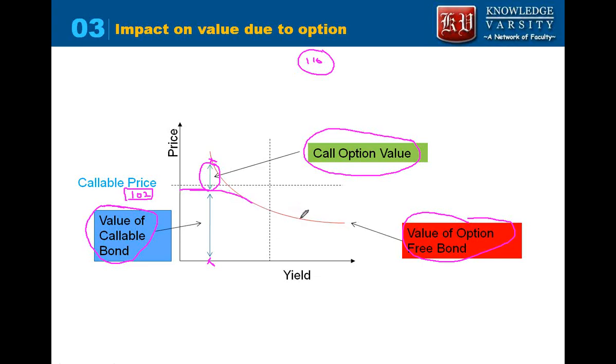In case of a puttable bond, the price of the bond is capped from below. That is, it will not decrease below the put price. So the value of the puttable bond will be the difference between these two, and that will be the put option value. So the presence of the call option decreases the price of a callable bond, but the put option increases the price of a puttable bond.